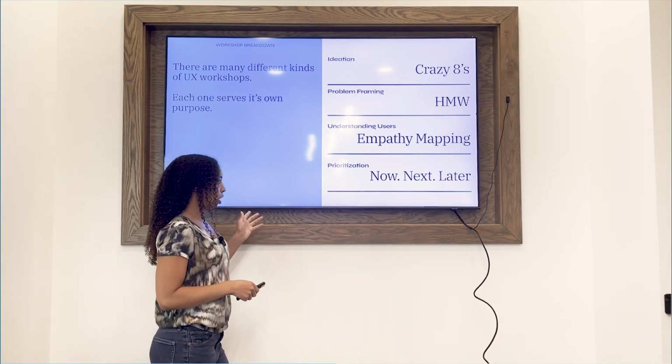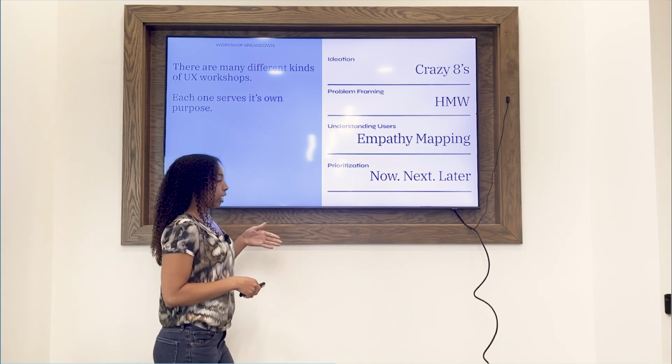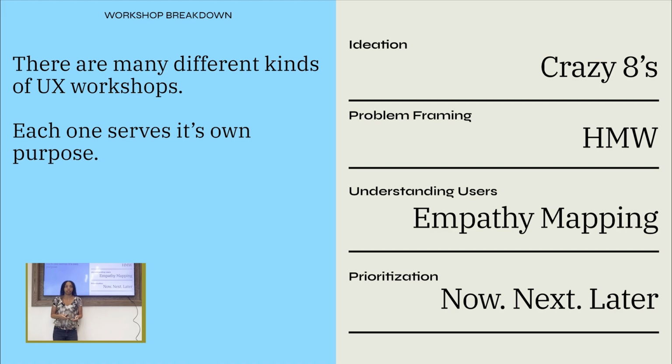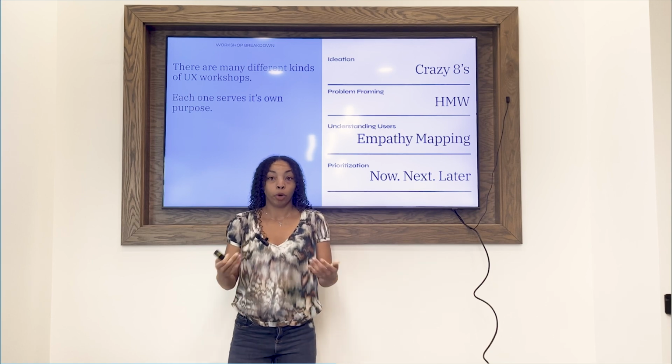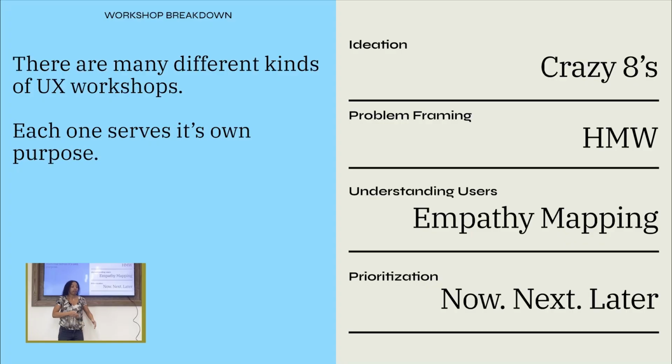And then another really common one is the now, next, later. This is for prioritization. So let's say at this point in time, you've already figured out all the different features that you want to add into your roadmap, right? And you're just trying to figure out, well, what order do we actually do them in? That is a great indicator for you to lead a now, next, later workshop, so that everyone gets aligned on what is most important for the business, and everyone's voices get heard.